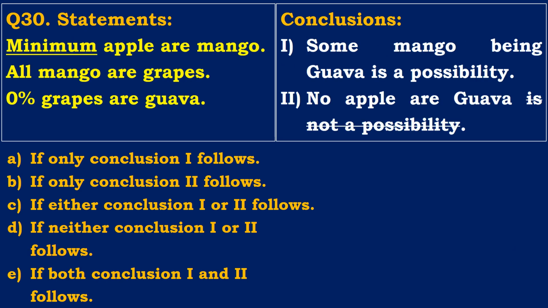Challenge 30. Minimum apples are mango. All mango are grapes. 0% grapes are guava. Conclusions: Some mango being guava is a possibility. No apples are guava is not a possibility.